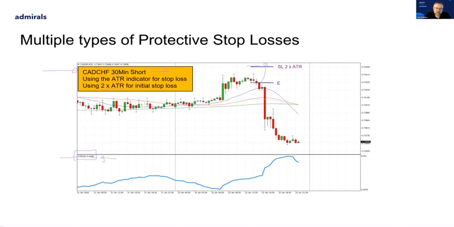Now, of course, 9 pips there on a 30-minute chart is a lot, but that will depend upon the instrument you're trading and the time frame. Some of them will be much bigger, some of them will be much smaller. You just have to recognize and take that into account.